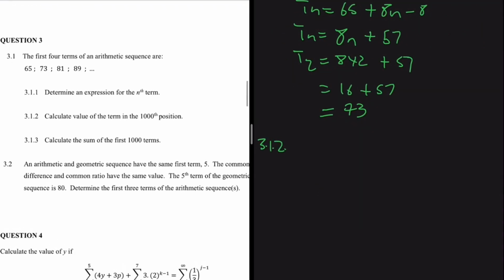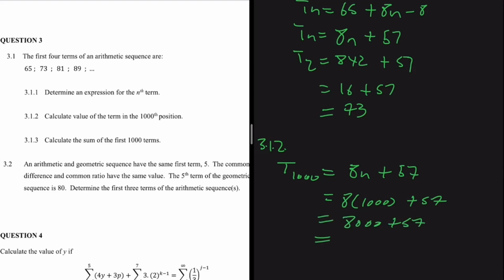3.1.2 says let's calculate the value of the term in the 1000th position. So we want t 1000. So t 1000 will be equal to 8n plus 57. In place of n, we're going to put 1000. So this will be equal to 8 multiplied by 1000 plus 57. So 8 by 1000 is 8000, right? Plus 57. So we have 8057. And that's our 1000th term.